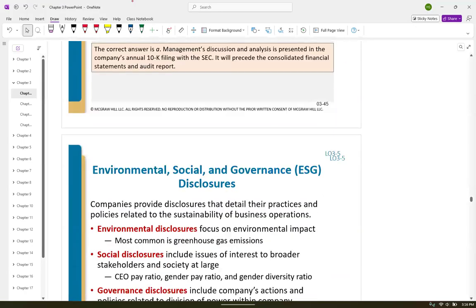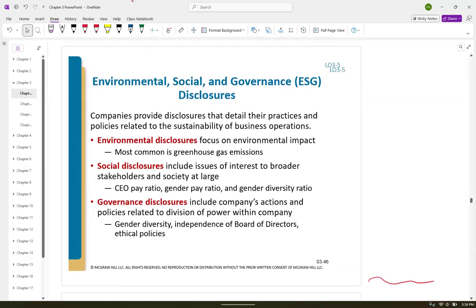Okay. There can be environmental, social, and governance disclosures because if you're dumping toxic waste into the river, it does affect the financial statements because that company is going to get fined. Okay. They're going to get fined and that will affect the financial statements.